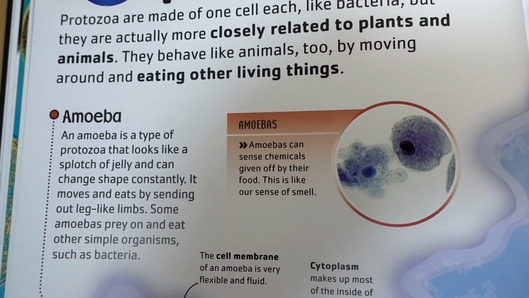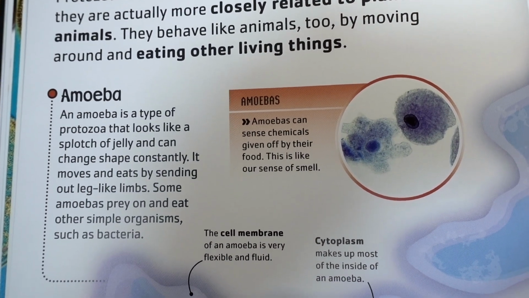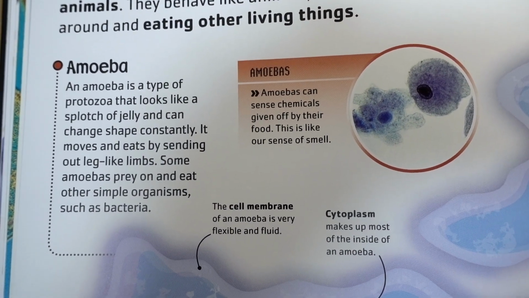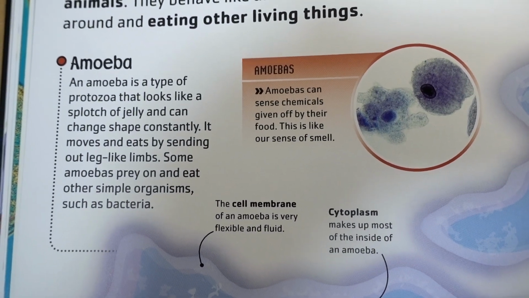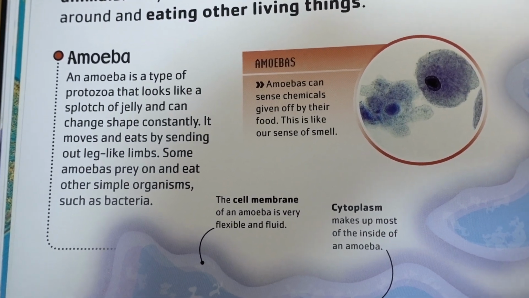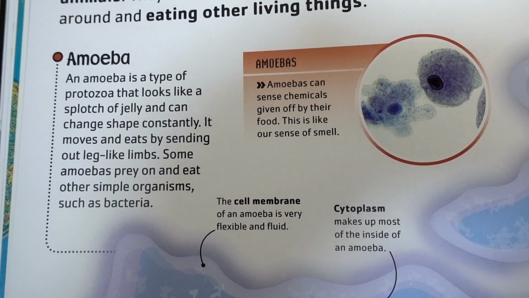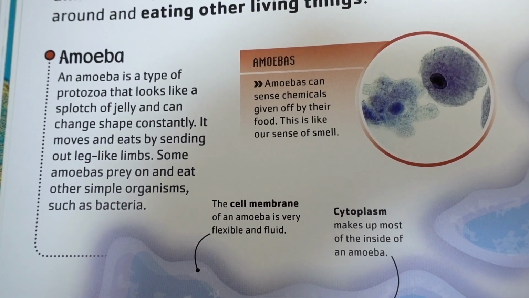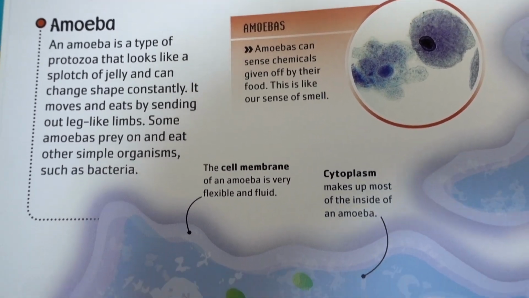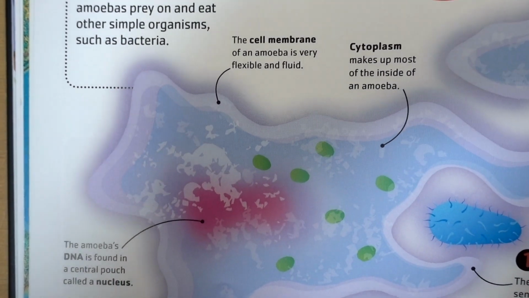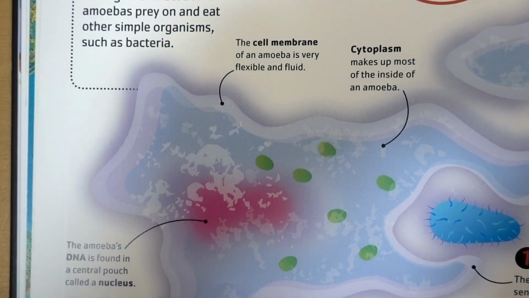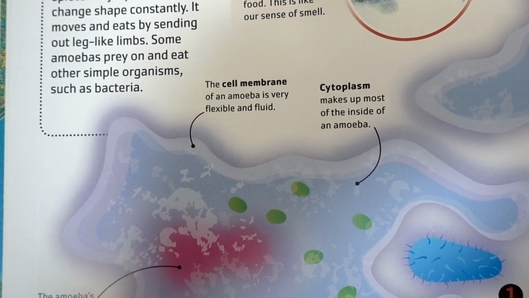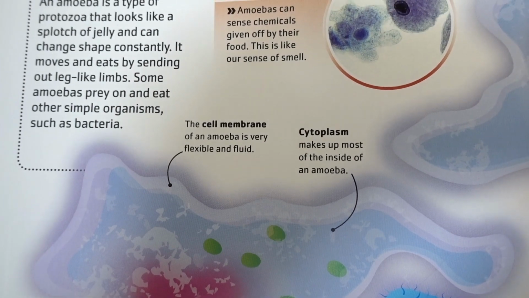Amoeba. An amoeba is a type of protozoa that looks like a splotch of jelly and can change shape constantly. It moves and eats by sending out leg-like limbs. Some amoebas prey on and eat other simple organisms, such as bacteria. The amoeba's DNA is found in a central pouch called a nucleus. The cell membrane of an amoeba is very flexible and fluid.